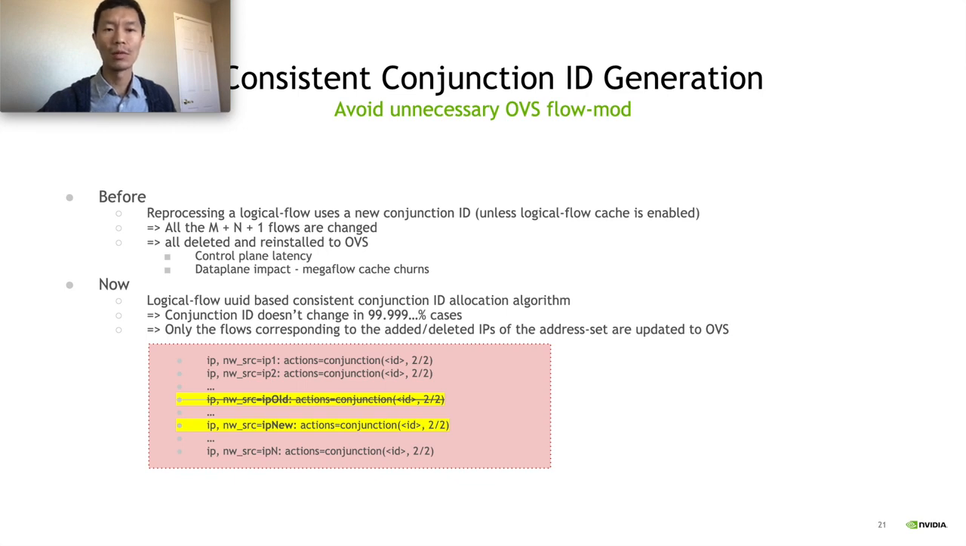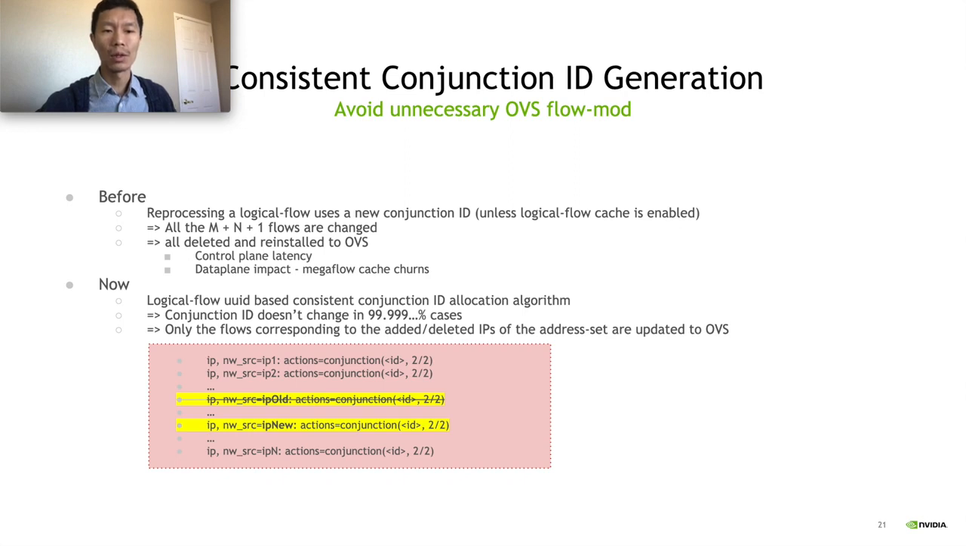When any member of the address set is changed, logical flows referencing the address set will be reprocessed currently. And before the optimization, reprocessing a logical flow would regenerate conjunction IDs. That means all the m plus n plus 1 flows will be changed, deleted and reinstalled to OVS, which causes control plane latency unnecessarily, and can also cause data plane impact because the megaflow cache has a churn and it can cause a lot of upcalls.